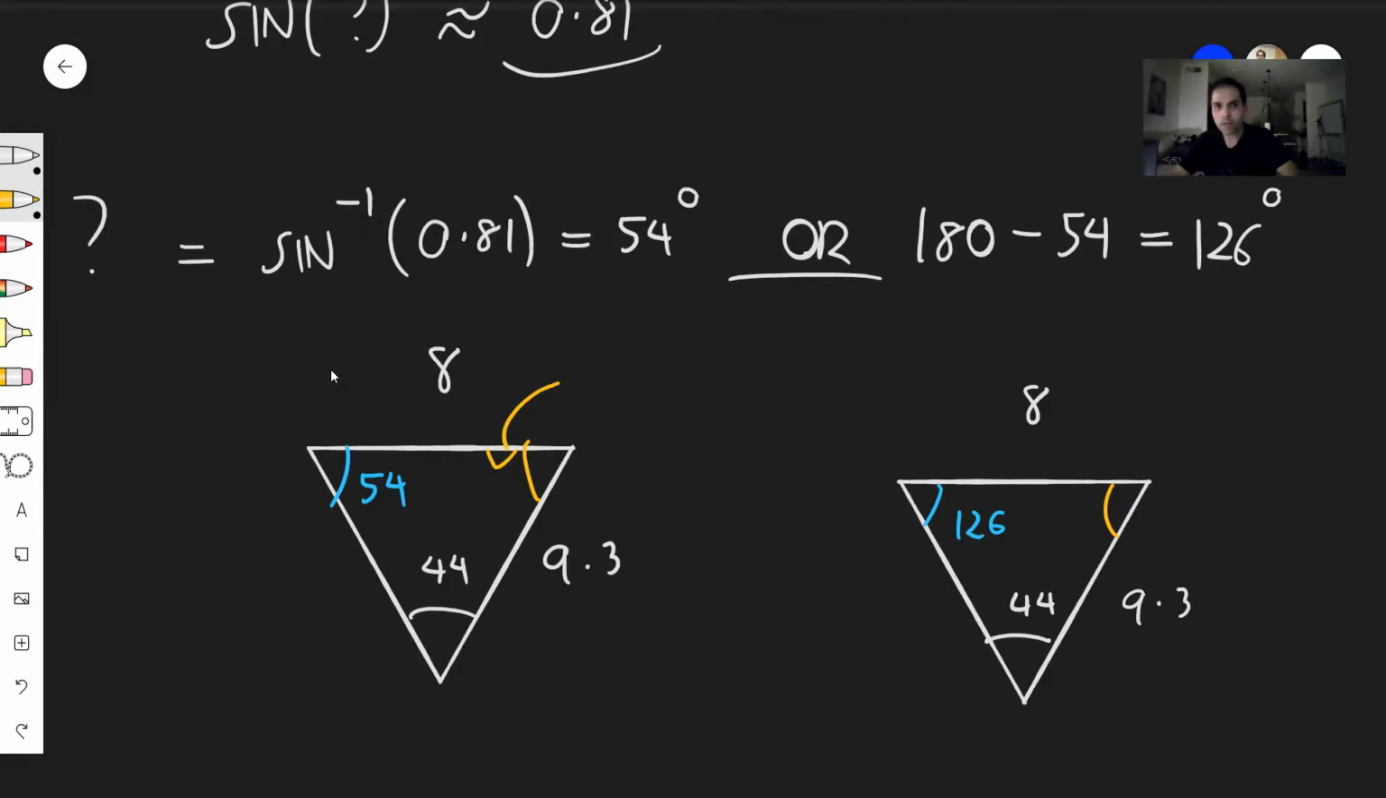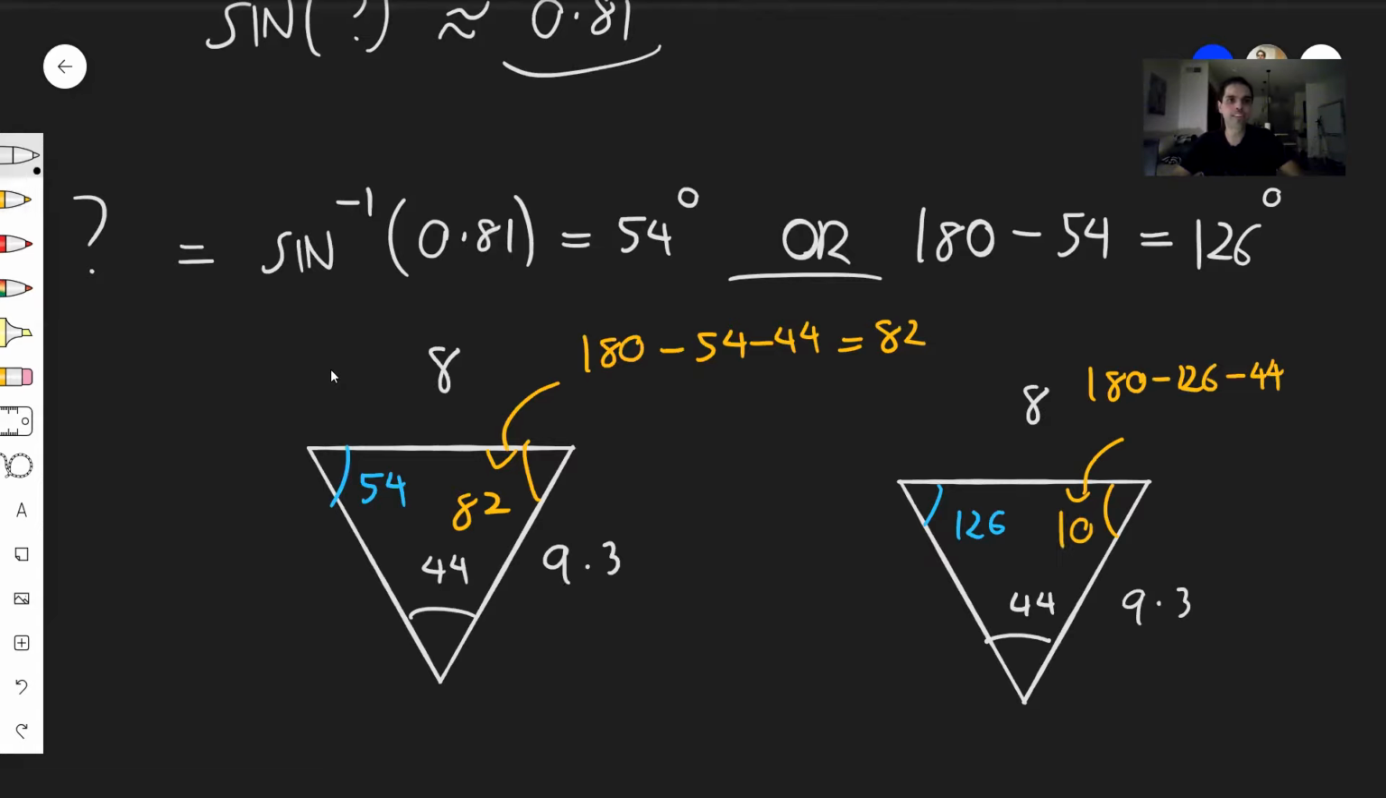Here we need to do 180 minus 54 minus 44, and that's 82. So this one makes sense. And we need to check for this angle. So 180 minus 126 minus 44, which is 10. So you see, this one also makes sense. And lastly, we can just calculate those sides.